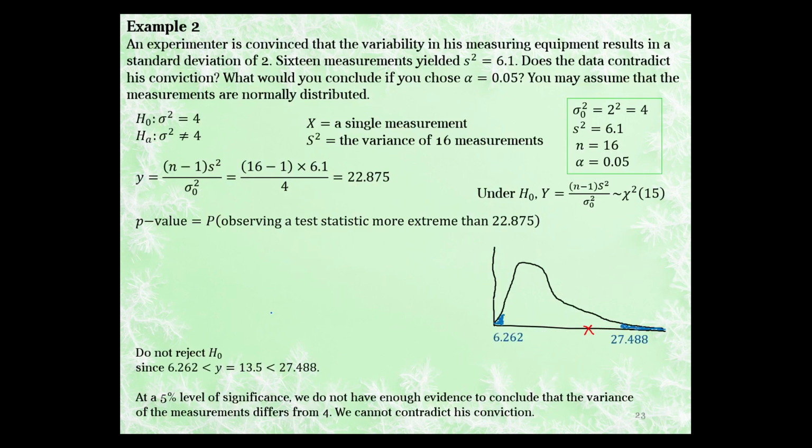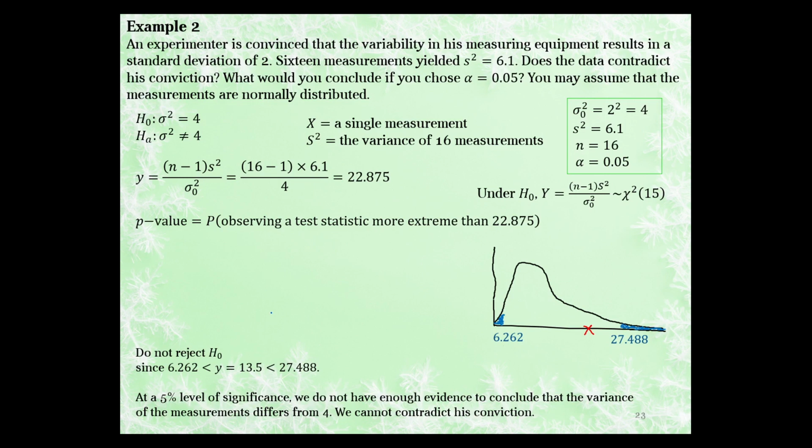Now, the example we're going to look at is example 2 from the video where we did the test for the variance. Again, just a reminder that our p-value is the probability of observing a test statistic more extreme than the one that we actually observed. It's easy to see in a t-test or a z-test what more extreme means, because we have that distribution centered at 0, which we don't have in this case.